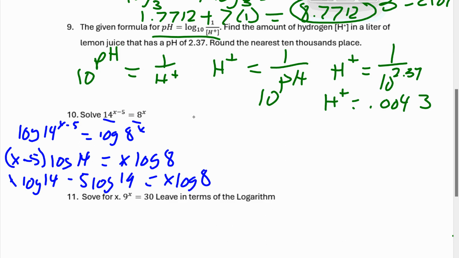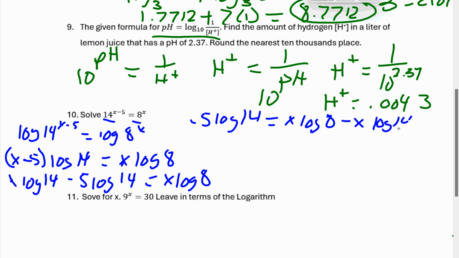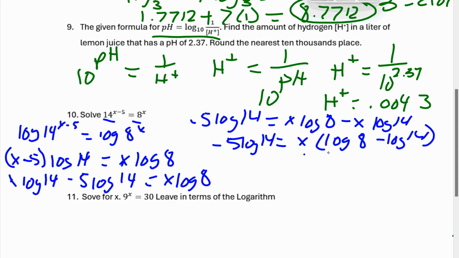Now I want to move my x's to one side, and I want to move my logs, log 14, to the other side. So I'm going to move x log 8 and minus x log 14. Now I can factor out an x. And now I can divide by what's not x, right? So I can divide by that. And you can just leave it as this in log form is fine.